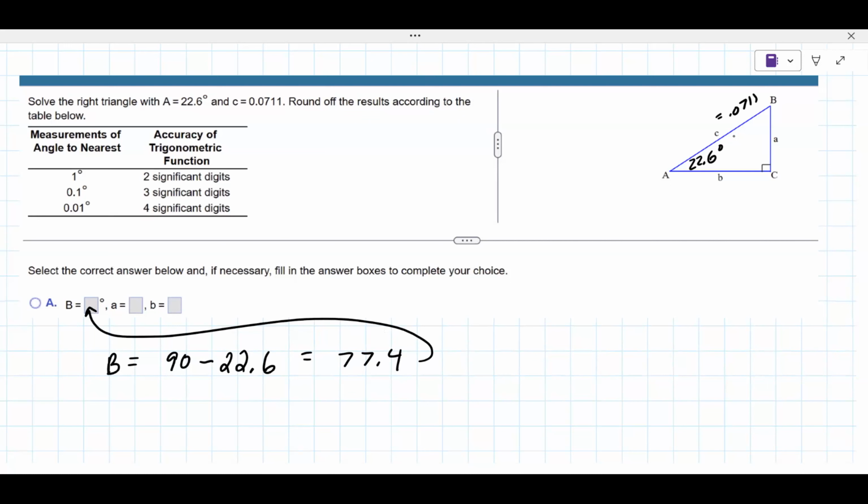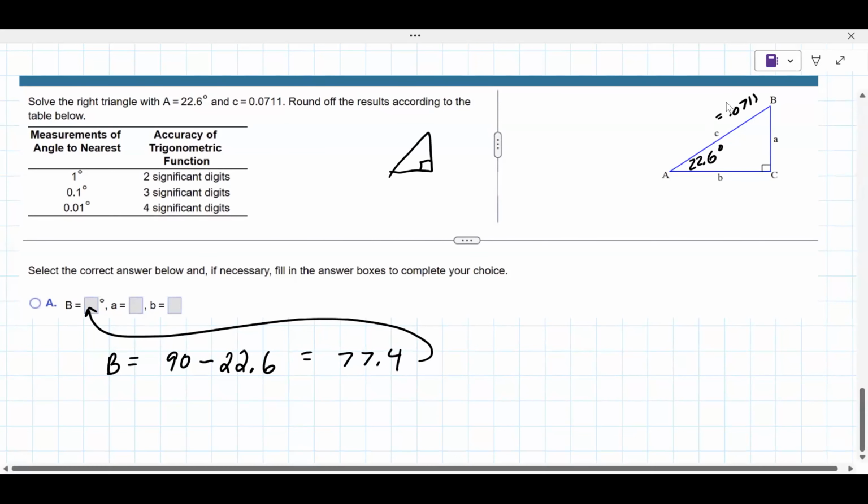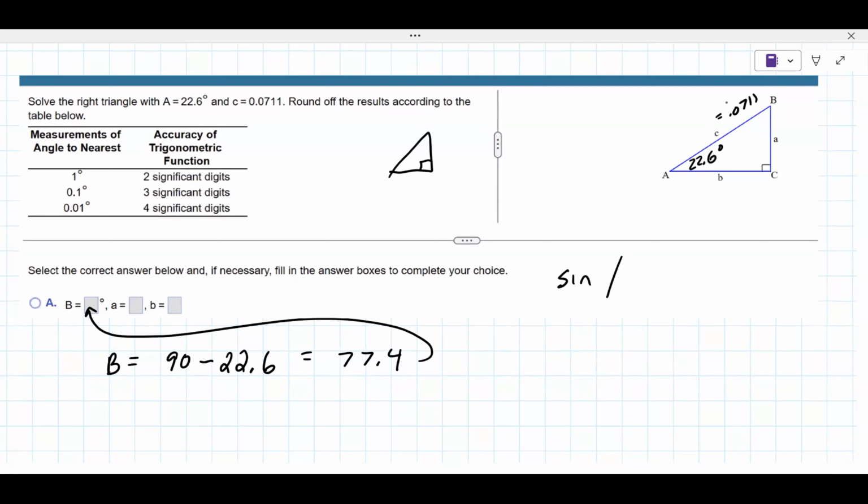All right. Now the next 2 parts, you mentioned Pythagorean theorem. You can only use Pythagorean theorem if you have 2 of the 3 sides, and we don't. We only have 1 side. So we have to actually use right angle trigonometry. This is your sine, your cosine, and your tangent.